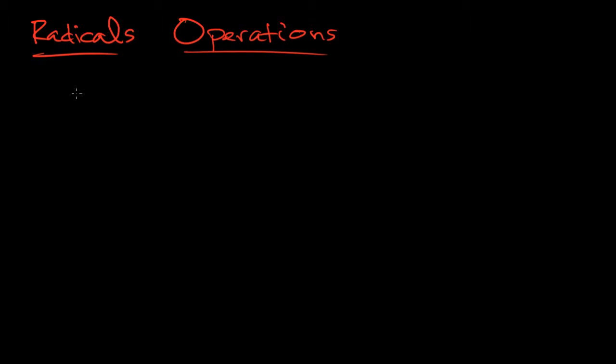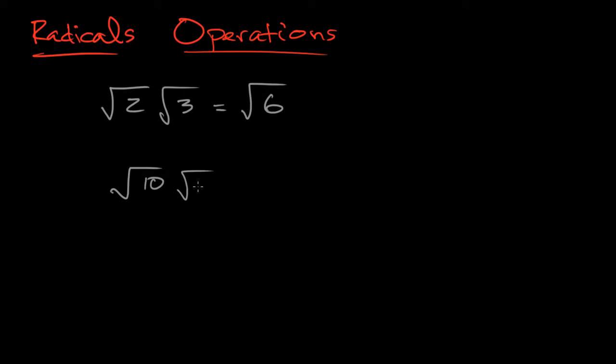In this video, I'm going to show you how to multiply radical expressions. The square root of 2 times the square root of 3 is equal to the square root of 6. This should look to you like the product rule we learned for simplifying expressions. What would the square root of 10 times the square root of 50 be equal to?